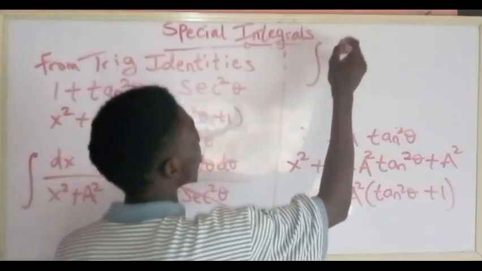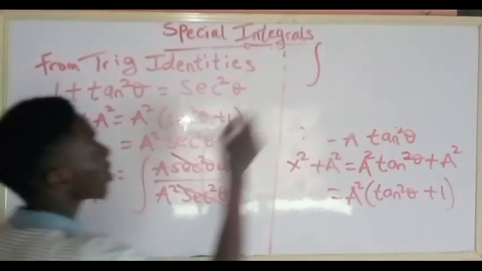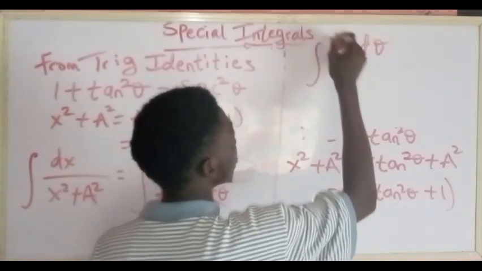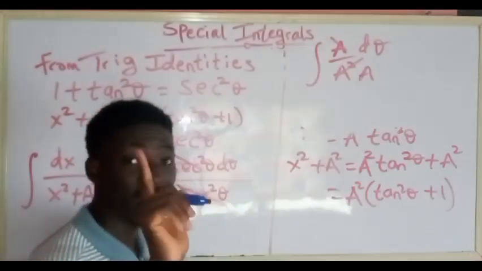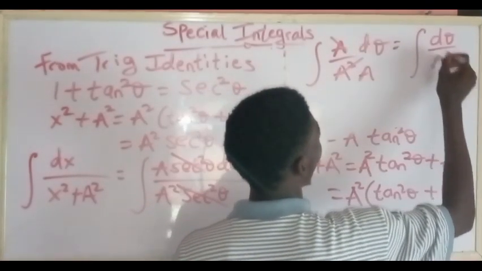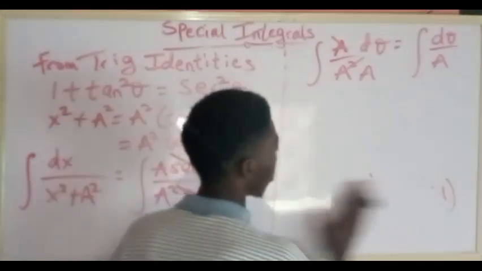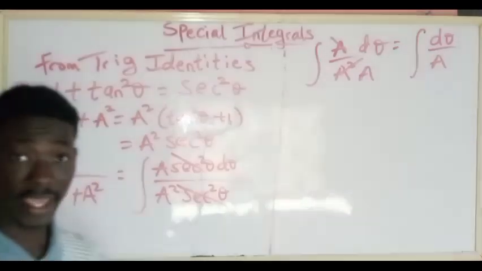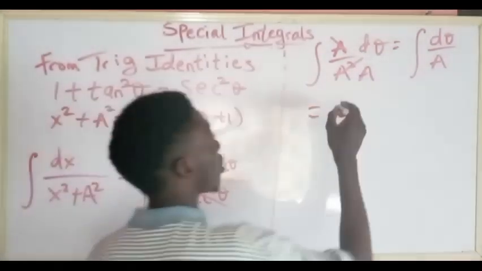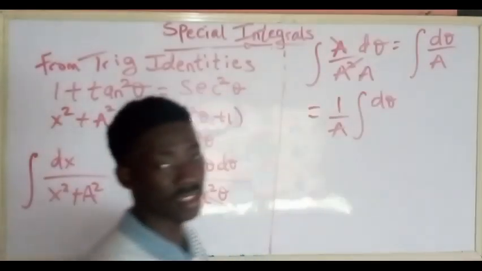I'll be left with a. So I have one a and I have a squared here. a over a squared. This cancels this. I'm left with just one a, and that is the integral of d theta over a. Remember, the a is a constant, and in integration you can bring a constant out. So that will be 1 over a, and that will be the integral of d theta.